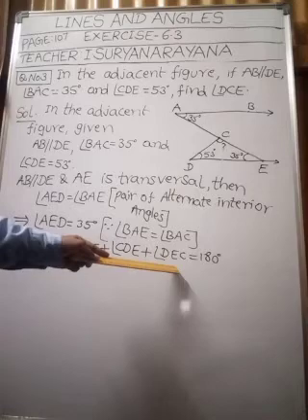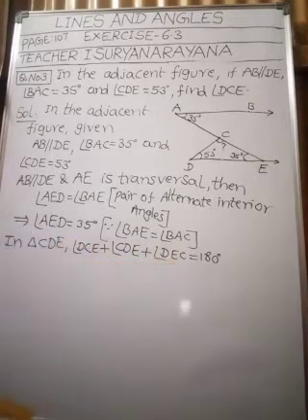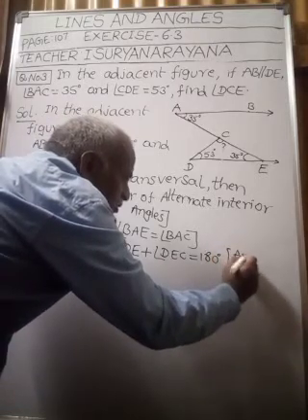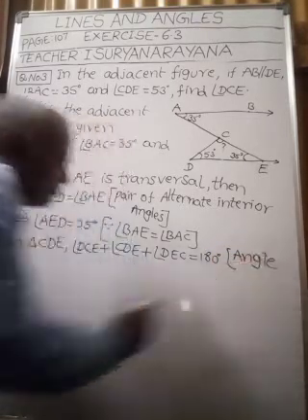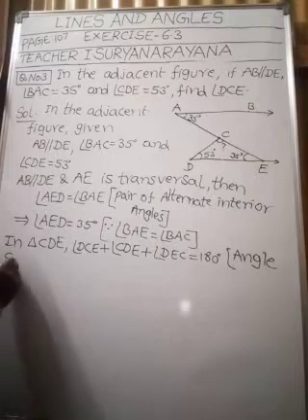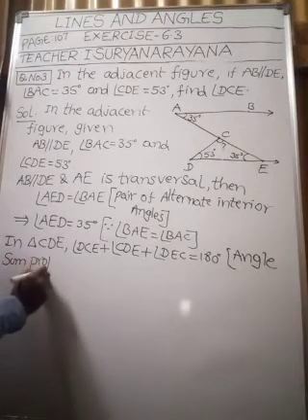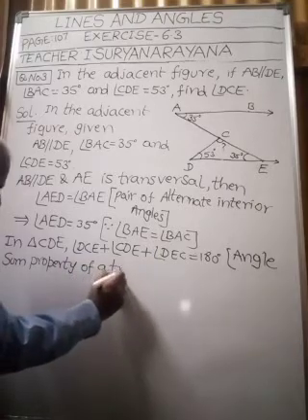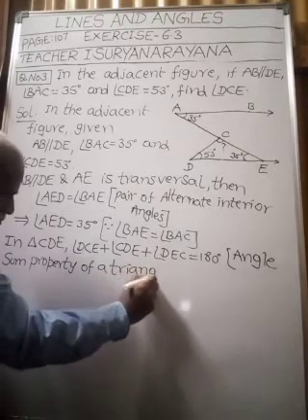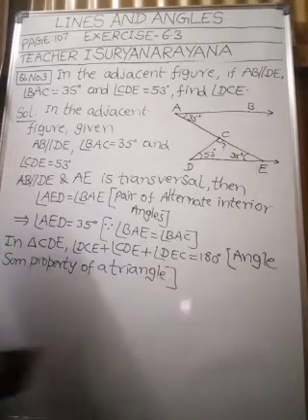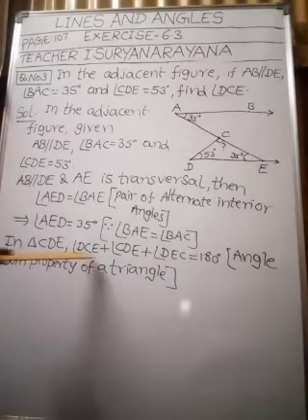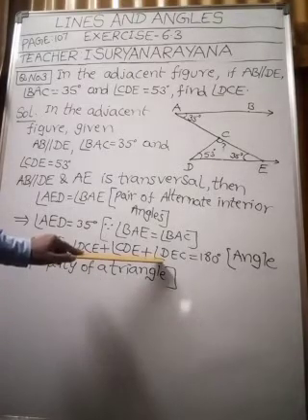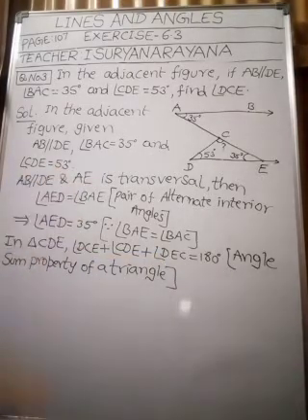Why did we write this step? By the angle sum property of a triangle. By using this property, I wrote this step. Understood this step, my children? Right. So in this step we substitute the measurement of the given angles.